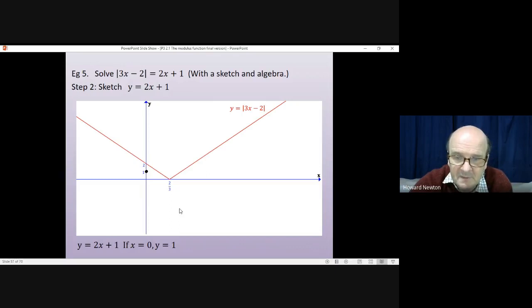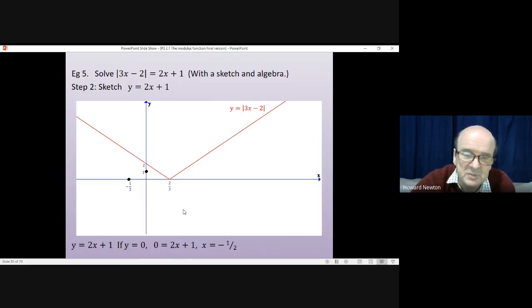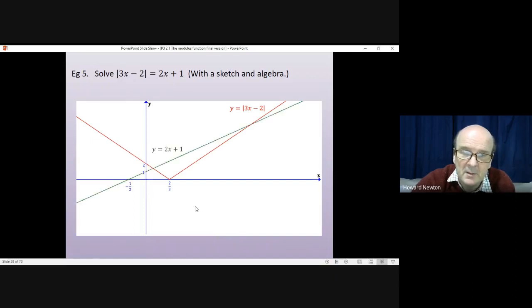We then do the same thing for the x-axis by asking the question, what happens if y equals 0? Well, if y equals 0, we'll have 0 equals 2x plus 1. We solve that, and we get x equals minus a half, which is the point here on the x-axis. Again, we've got 2 points. Once you've got 2 points, you can draw the straight line by joining them together. Now we've got the graph. So we've got y equals 2x plus 1 in green.